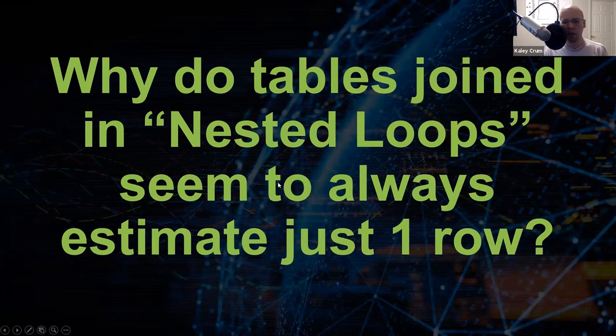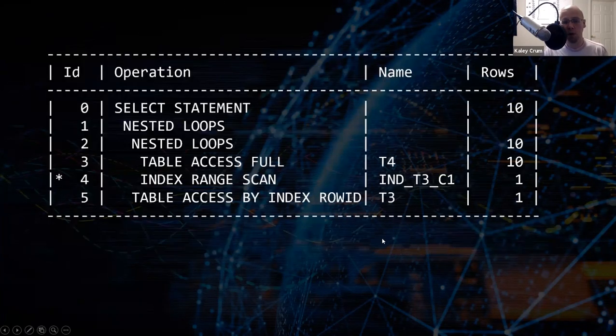Why do tables joined in nested loops seem to always estimate just one row? If you look here, you see this has got one row. What this means, Oracle has wired this weird, where if you do a full table scan and you do nested loops, on this second table for a nested loops child, this estimate means for each iteration of nested loops, I'm going to pick up this number of rows.